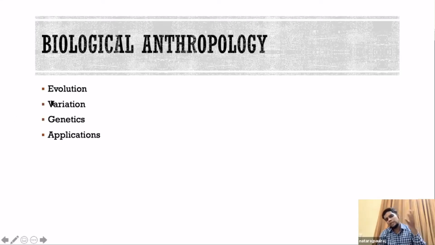So first, there are four aspects here. Evolution. What is evolution? Variation, genetics, and applications. We'll take a look at each of these things in a very quick, short manner. In case you have further questions, we'll do it once the course starts. But just get a flavor for what it is.